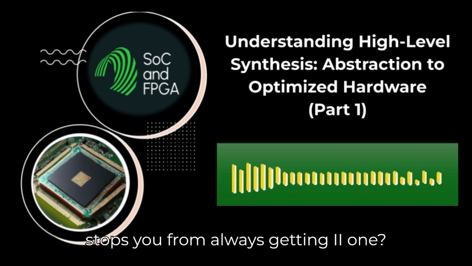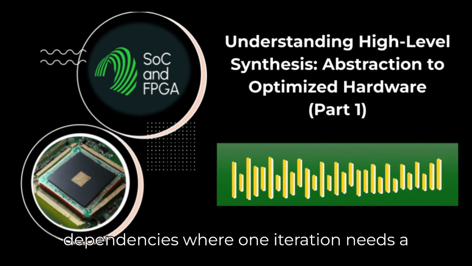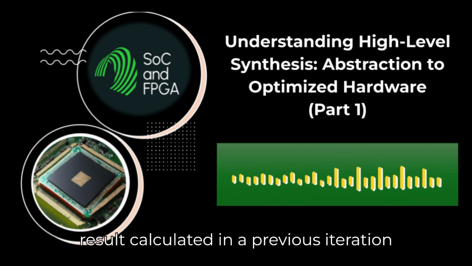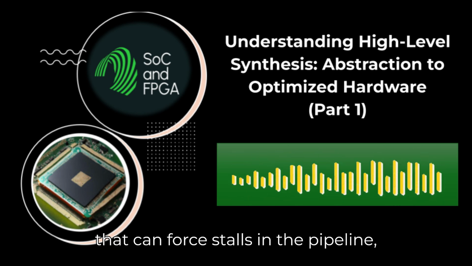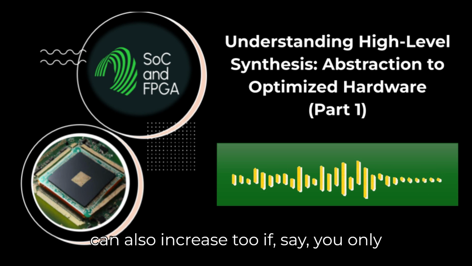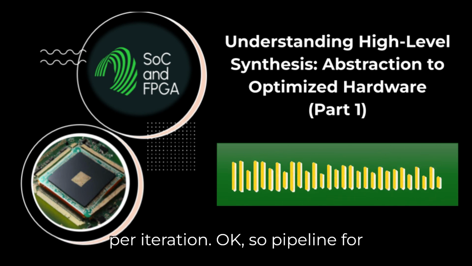What stops you from always getting II=1? Dependencies. Especially loop-carried dependencies, where one iteration needs a result calculated in a previous iteration. That can force stalls in the pipeline, increasing the II. Resource conflicts can also increase II if, say, you only have one memory port and need 2 accesses per iteration. Okay, so pipeline for throughput.